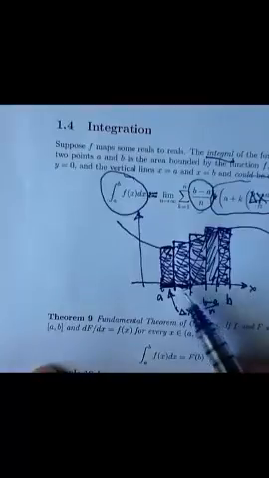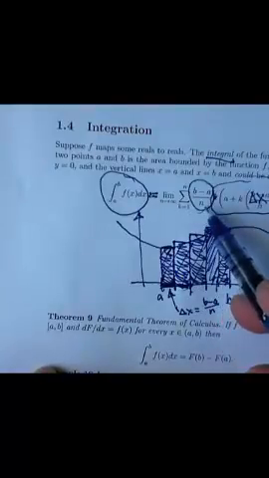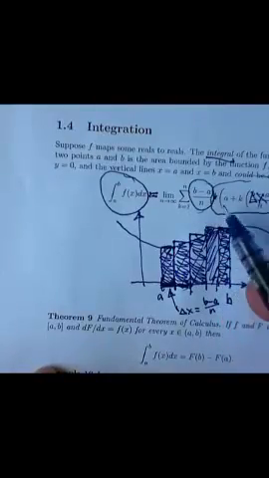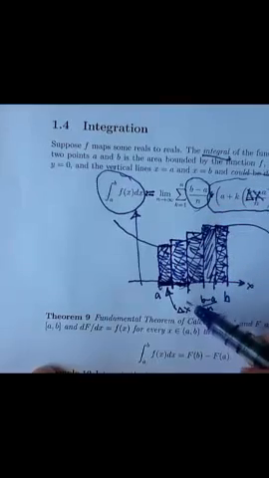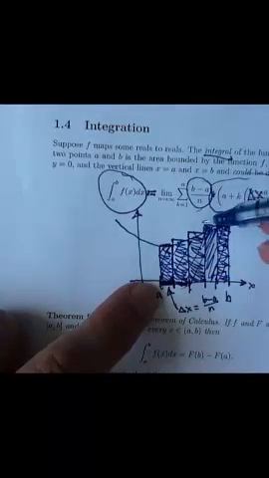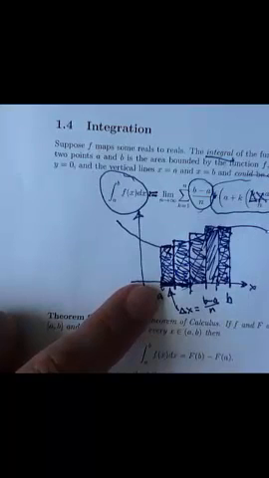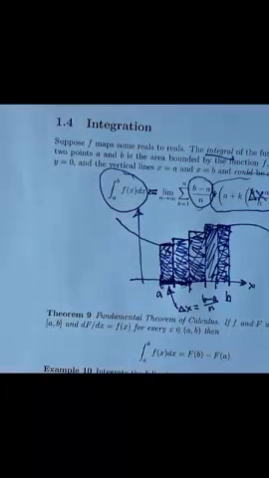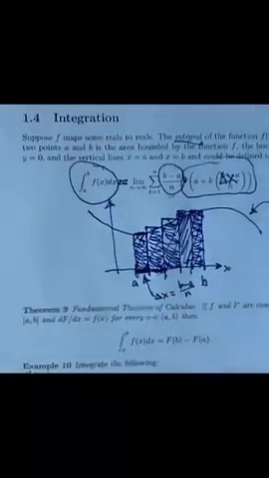Now, you might be able to imagine that if n gets really large, then this delta x gets really small, and so these rectangular areas, when you add them all up, should approximate the area bounded by the curve. And in fact, that's what the fundamental theorem of calculus says.